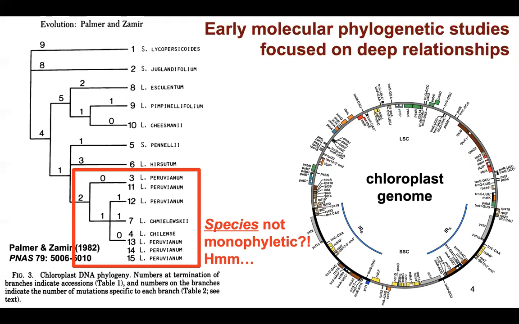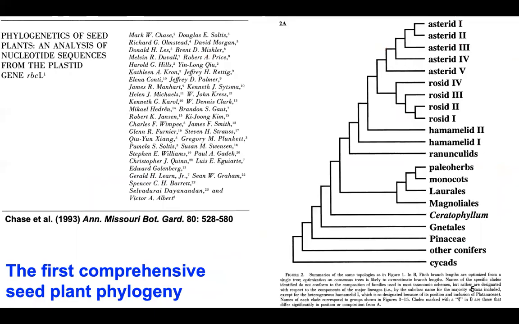Throughout the 1980s, more and more plant systematists began to incorporate DNA sequencing into their own work. And a lot of the early studies focused on deep level relationships, so family level relationships, ordinal relationships, things like that. And they focused especially on a particular chloroplast gene, rbcL, such that 11 years after this Palmer and Zamir paper came out, there was another major milestone paper, Chase et al.